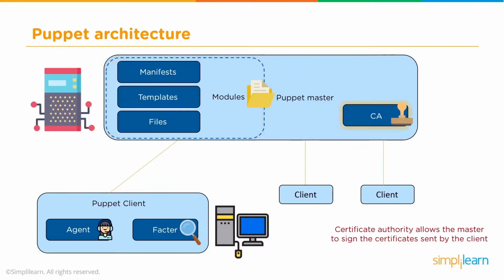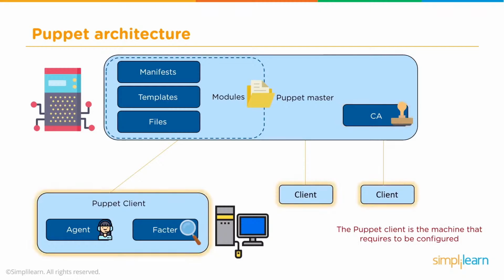This is the most important component of the Puppet master, CA, which stands for Certificate Authority. Now, as we will see later in this video, the Puppet master and the Puppet client communicate through an exchange of SSL certificates. When the client sends over the certificate to the master, CA provides the master the authority to sign these certificates. The minute the master signs a certificate, the master is basically saying that yes, this client is registered with me and I agree to exchange data with this client.